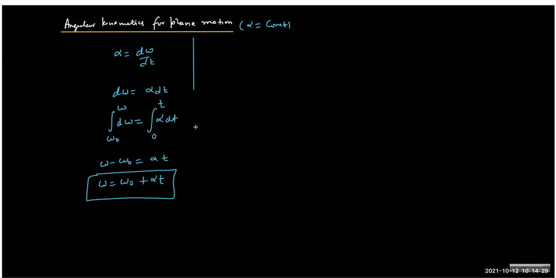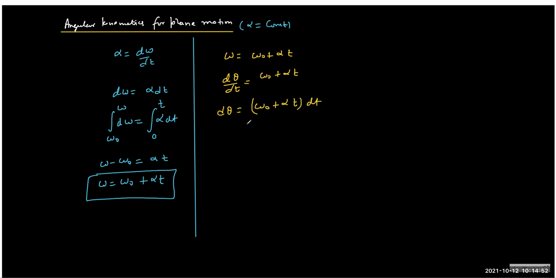I will not waste time doing this. Let me wrap this up quickly. The other equation is easy to find from here. Since omega is omega naught plus alpha t, we can write d theta by dt, called the angular displacement. The angular displacement we can calculate using the integration from 0 to t. This will be theta minus theta naught.